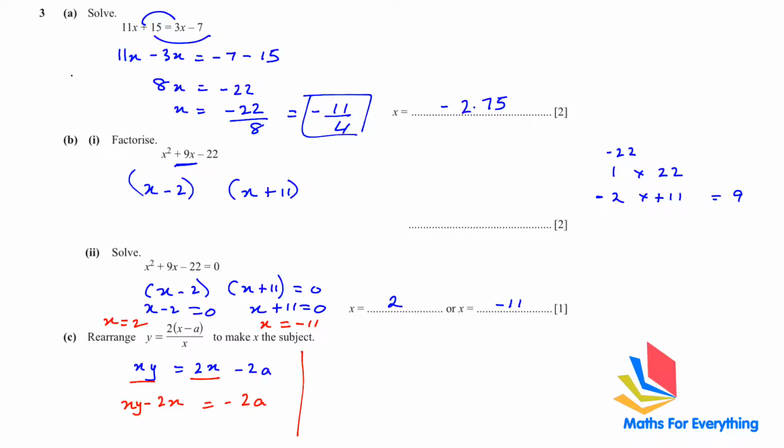After this step, what is similar? X. Factorize it out and you will be left with x times y minus 2 is equal to negative 2a. This is a multiply. When you move to the other side, you will have it in the denominator. So your answer is negative 2a divided by y minus 2.